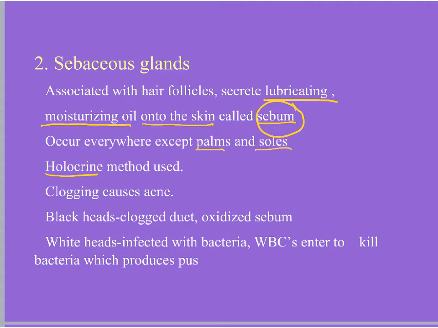A blackhead is clogged with just sebum, and when that sebum comes in contact with air, it is oxidized and turns black, and so that's what makes blackheads appear black. Whereas a whitehead is different. Bacteria make their way into the follicle, white blood cells rush to the follicle to kill the bacteria, and that's what produces the pus. So really that pus is white blood cells at the site of infection of the hair follicle.